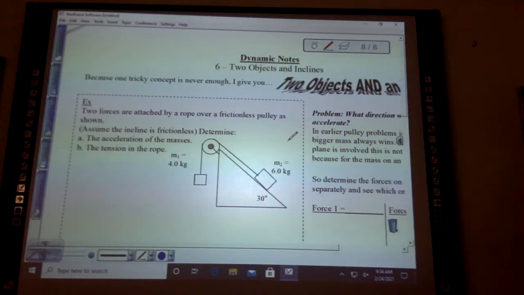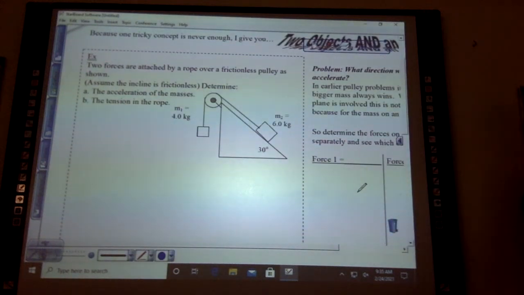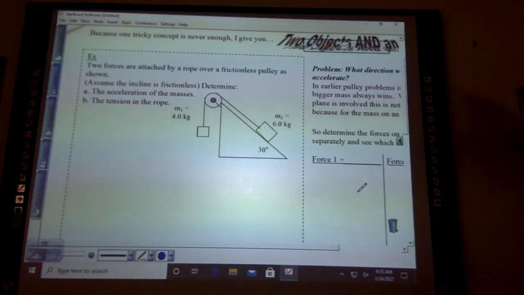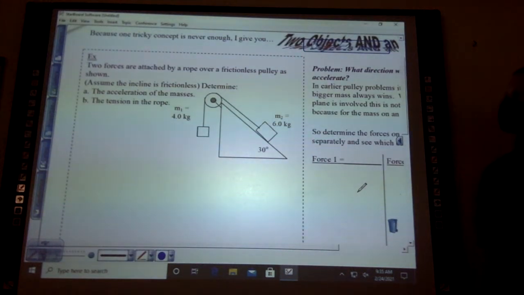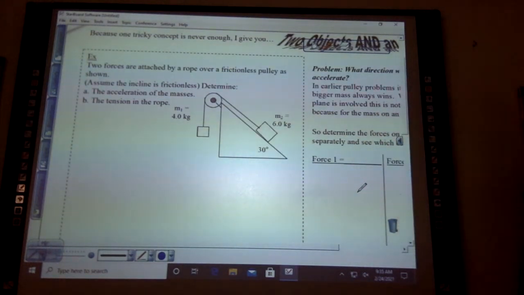So, two objects and inclines. Like I said already, the tension portion you have seen last year. All we're doing now is adding this incline to it. It's really nothing that's overly complicated. The only difference is needing to know which direction this moves. So that's going to be the big trick with this, is figuring out direction.